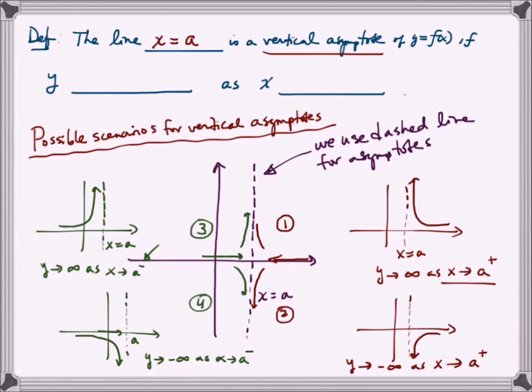In all four situations, we see that the y value goes to either positive infinity or negative infinity as x approaches a from either side. It allows us to come back and fill in the blanks here. A line x equals a is called a vertical asymptote for the function if y goes to either plus or minus infinity as x approaches a either from the positive side or the negative side.